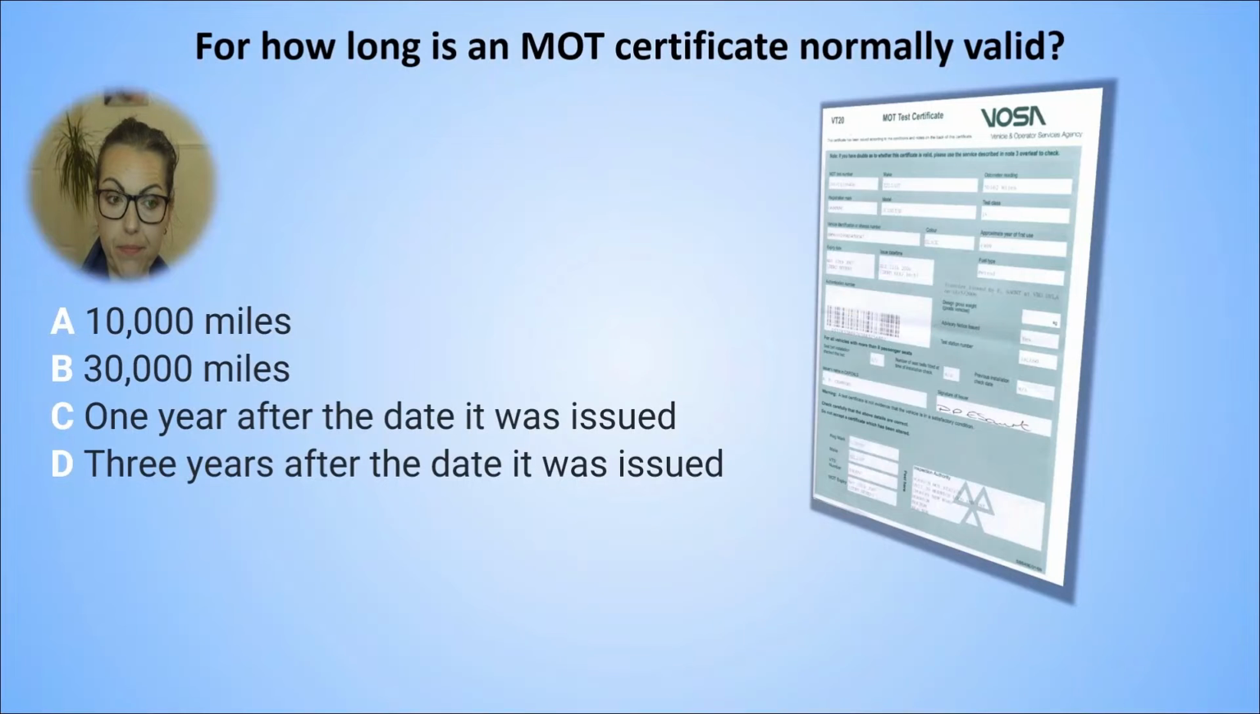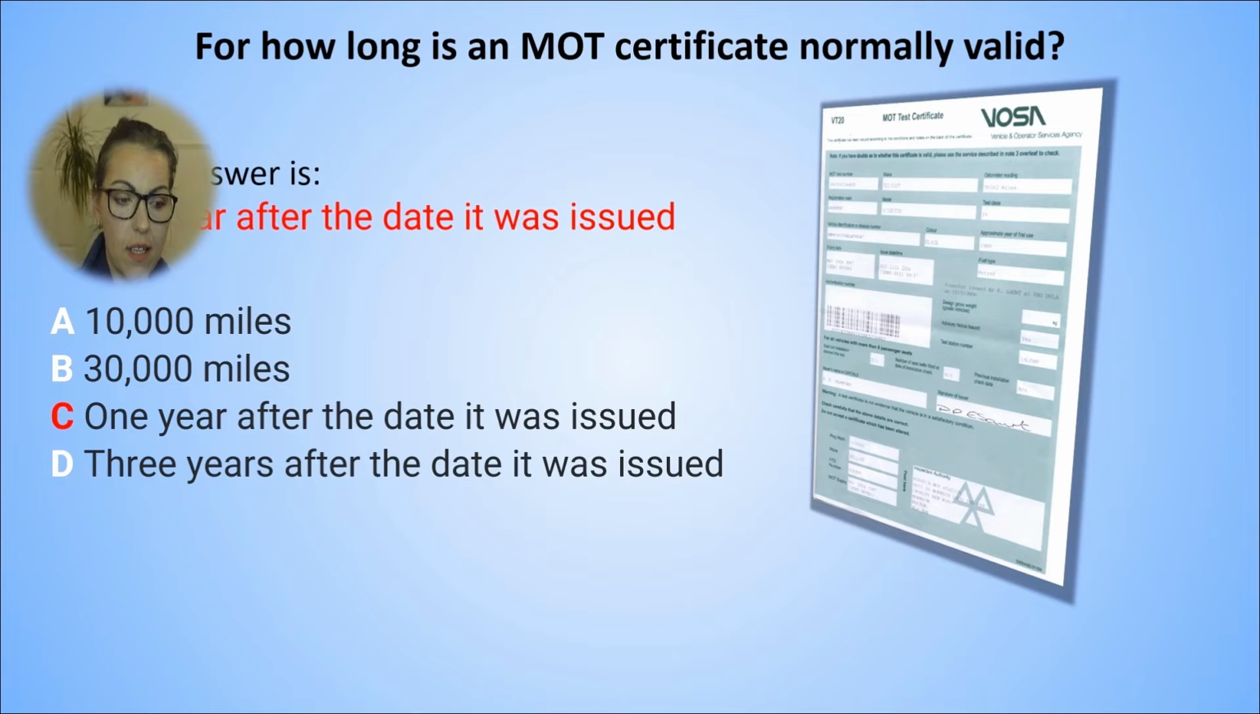Next question. For how long is an MOT certificate normally valid? A. 10,000 miles. B. 30,000 miles. C. 1 year after the date it was issued. D. 3 years after the date it was issued. 5, 4, 3, 2, 1. And the correct answer is C.